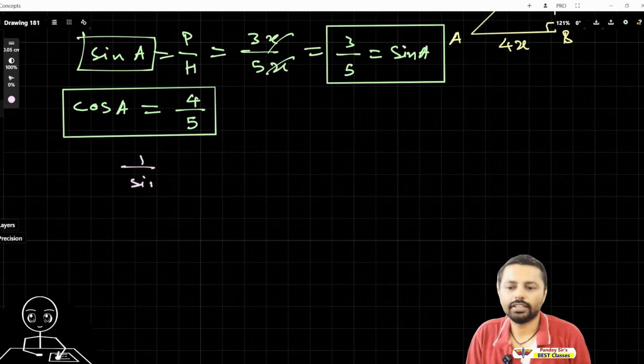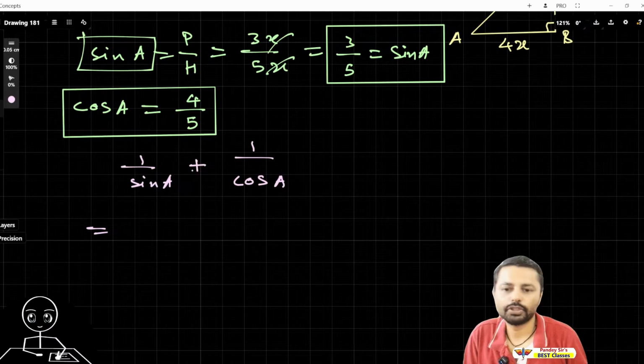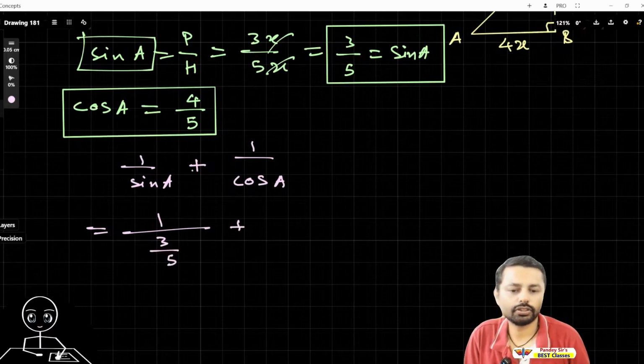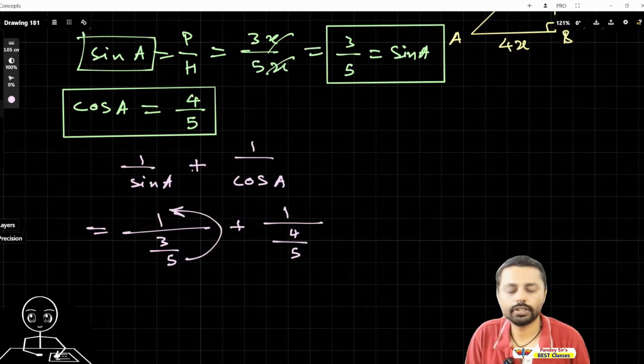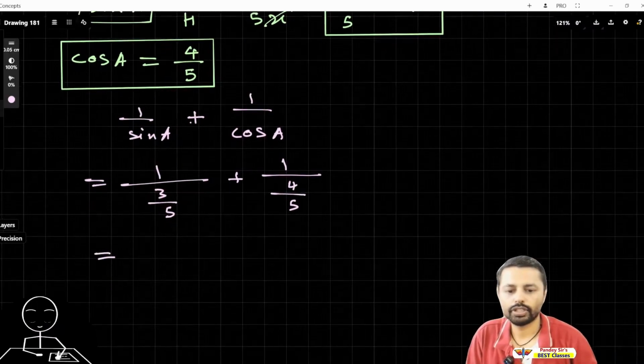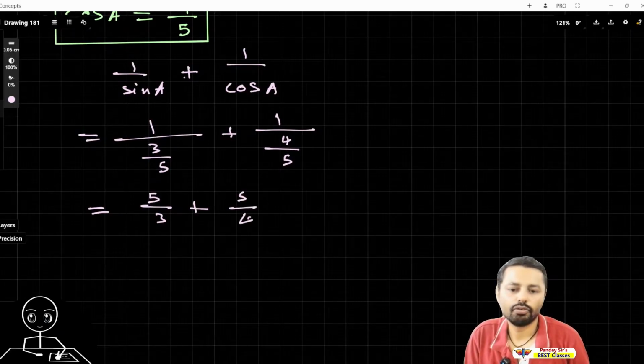1 by sin A plus 1 by cos A equal to, let's put its value, 1 by, what is sin A? Sin A 3 by 5 plus what is cos A? 1 by 4 by 5. How will we write it? We have to take its reciprocal. Okay, this denominator goes to numerator, keep in mind. So we get 5 by 3 plus 5 by 4.